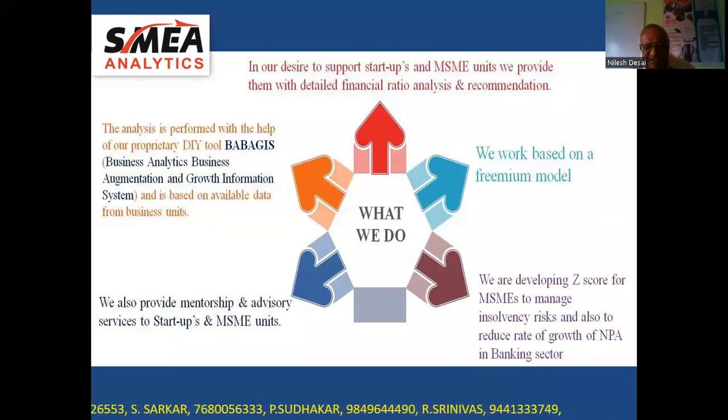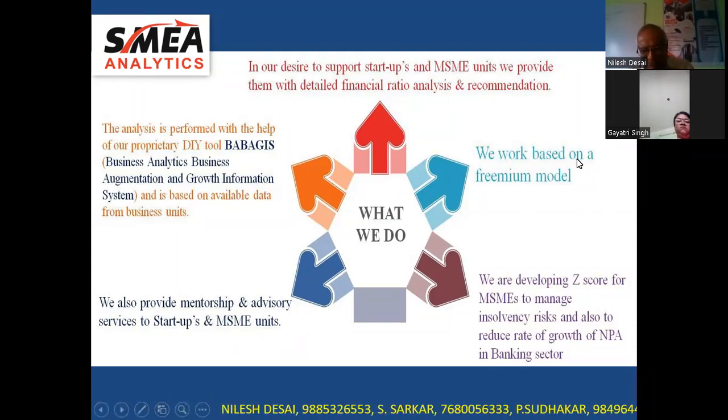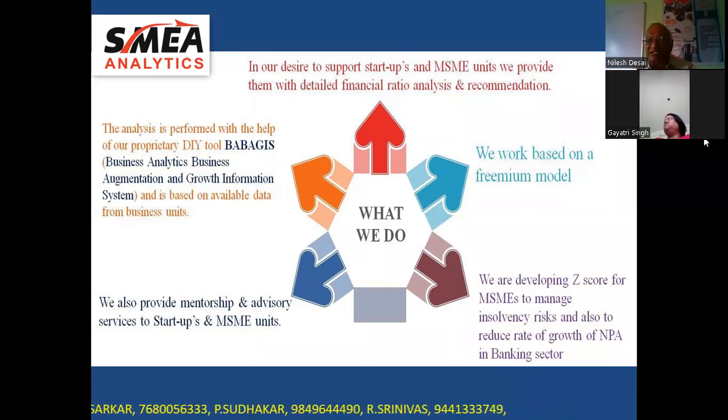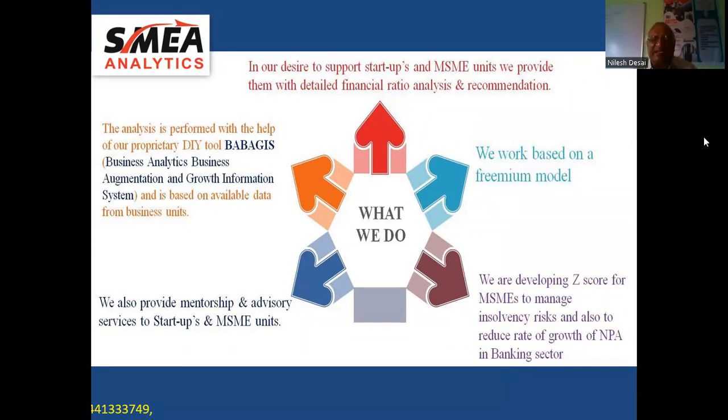The ultimate idea of this analysis is to develop a Z-score for MSMEs to manage insolvency risk and also reduce the growth of NPA in the banking sector. See, today, for many MSME units, the bankers give 90 days to resolve, otherwise they declare them as NPA. But if it can be known that something is going wrong in the unit and some weakness is developing, then you can take corrective steps much earlier, thus avoid your company going into NPA stage, and thus reduce the growth of NPA in the banking sector.